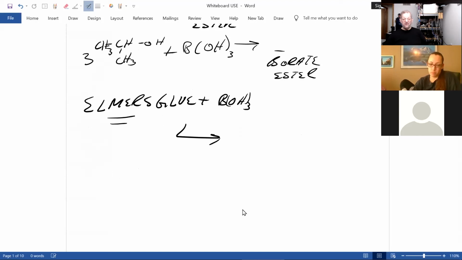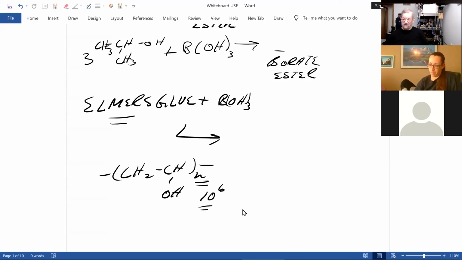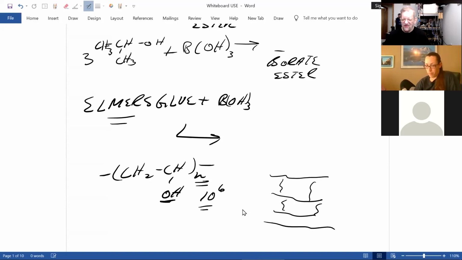Now, what's Elmer's glue? It's mainly polyvinyl alcohol. If we were at ECC, I'd be writing this on the board, and n is about 1,000,000, 10 to the 6th. This is a huge polymer. And notice there are a lot of hydroxyl groups, so the borate ester you make can be like this with a lot of cross-linking too between the different molecules. And these are very long. With this, you're not going to get any cross-linking. It's going to be small.